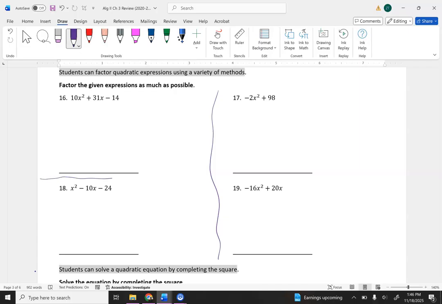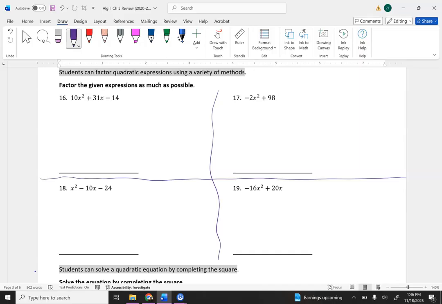Is there a common factor between the 10x squared, the 31x, and the negative 14? So the answer is no. There's no number that could be divided out of all three of them, and they don't even all have an x. So we have to skip down to the part of the decision tree that says how many terms are there. So this one has 3 terms. So we're going to follow the decision tree over.